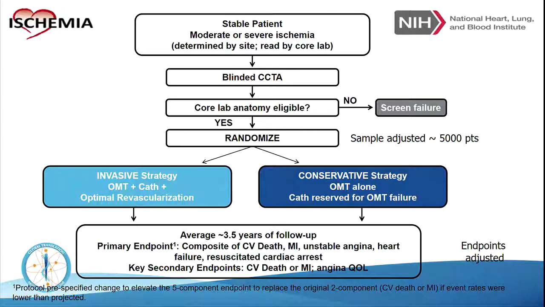One of the problems is that along the way, the trial changed a little bit. First, as some of us had initially suspected, this would be a very difficult trial to run. So 8,000 patients were not possible, and the sample was adjusted to 5,000 patients. Secondly, the number of events that occurred along the trial had been initially overestimated. Therefore, the primary endpoint, and pay attention to this, was changed to a composite of cardiovascular death, MI, unstable angina, heart failure, resuscitated cardiac arrest, with key secondary endpoints being cardiovascular death or MI.